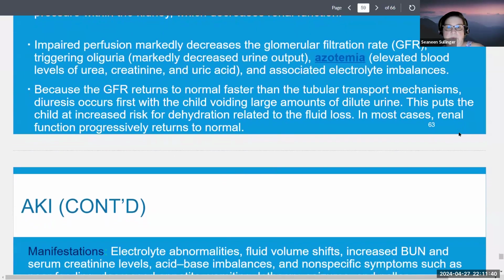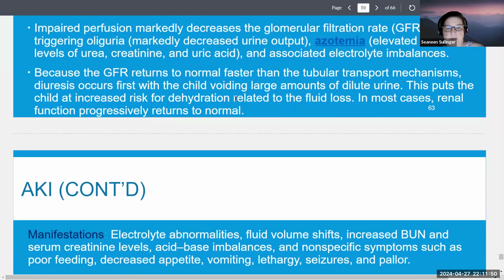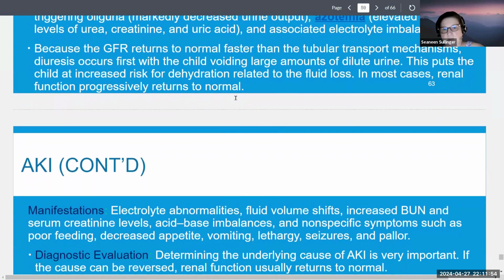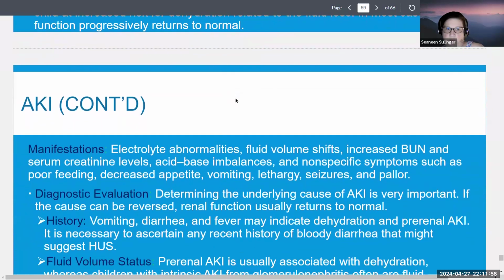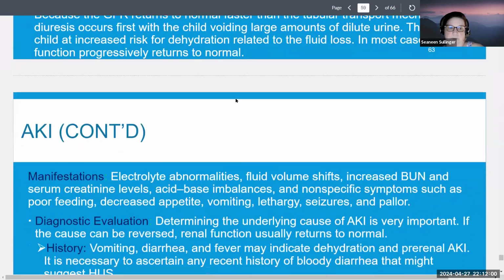And so you might see diuresis and voiding large amounts of dilute urine. And so dehydration is pretty common, so keep them hydrated. And then the function generally will return once we figure out what the cause was, if it's pre-renal, intrinsic, or post-renal.